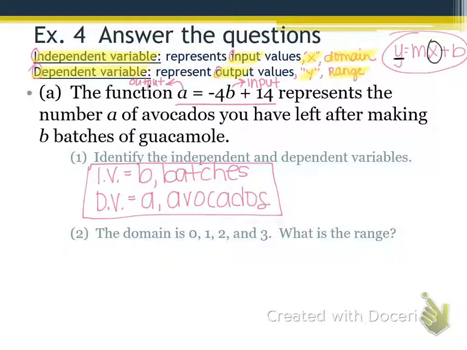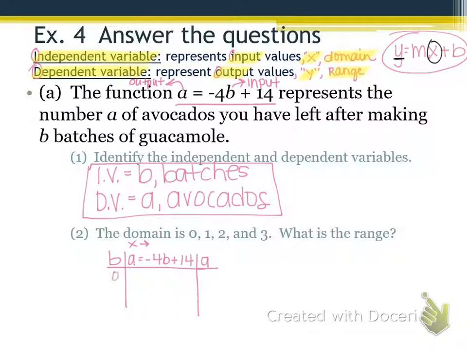Now, number 2 says the domain is 0, 1, 2, and 3. Let's not let the word domain throw us off. What else is considered the domain? X. The X value, okay? Of course, in this particular problem, what is the X value or the input? B, okay? So when we make this cute little chart, we have to put B first, and then we're going to input the function. And our function is a equals negative 4b plus 14. And of course, once we plug in those b values, a is going to come out. So our little chart has the b or the input, the function, and then the a or the output.